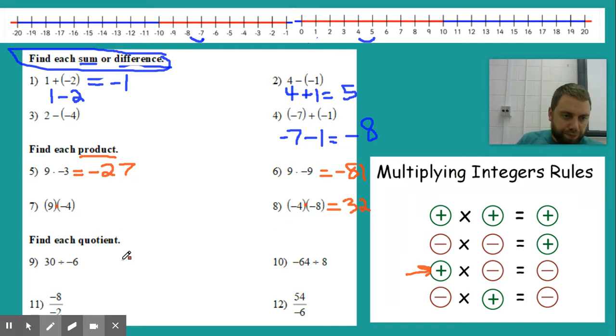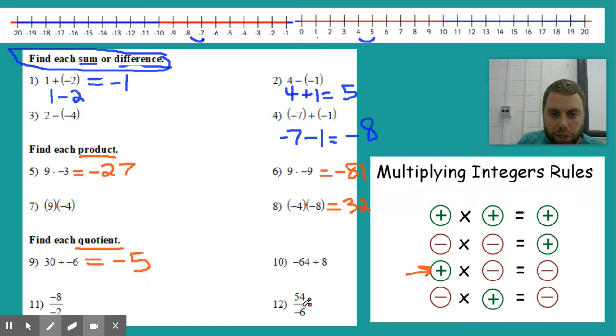Okay, moving on. Same rules as multiplying. If you have a positive divided by a negative for quotients, remember quotient means divide. Quotient means divide. 30 divided by -6 is going to be a negative. Positive divided by a negative, just like here, is a negative. 30 divided by 6 is going to be 5.